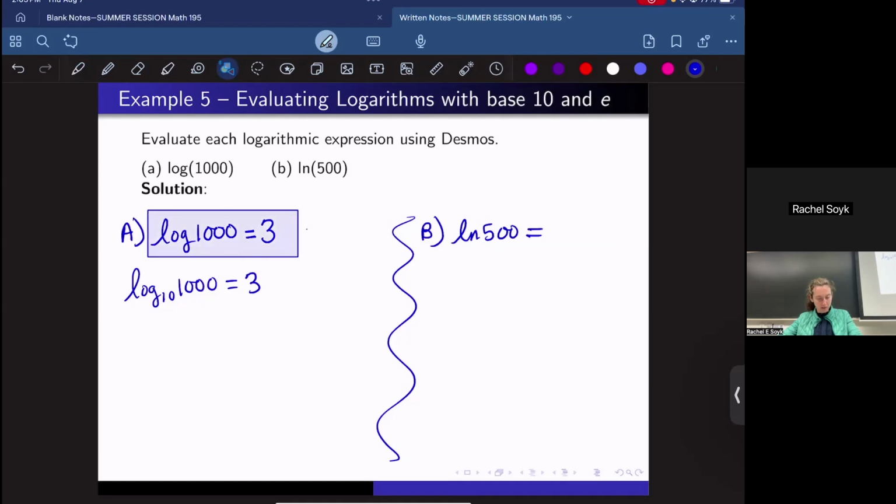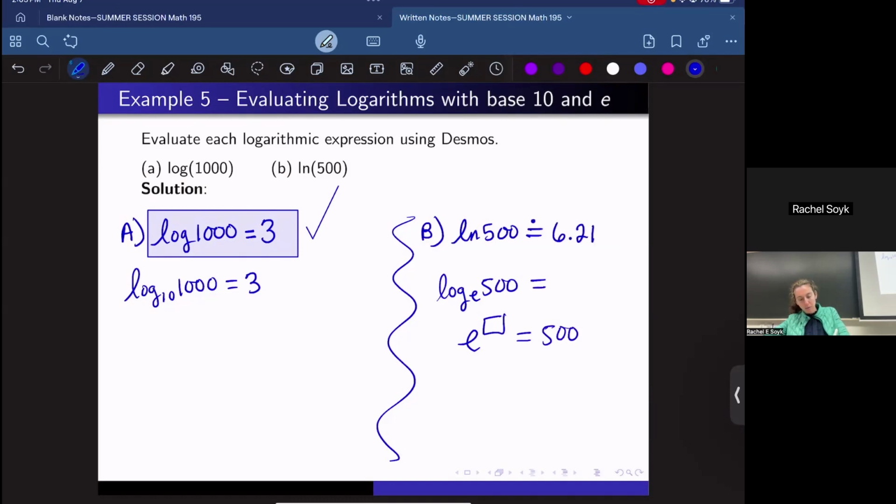So that first one, it's free game. Second one, not so much. Natural log of 500 is going to be a decimal. Again, we're looking at natural log, which is the same as log base e of 500. So e to what power gives you 500? It's approximately 6.215.